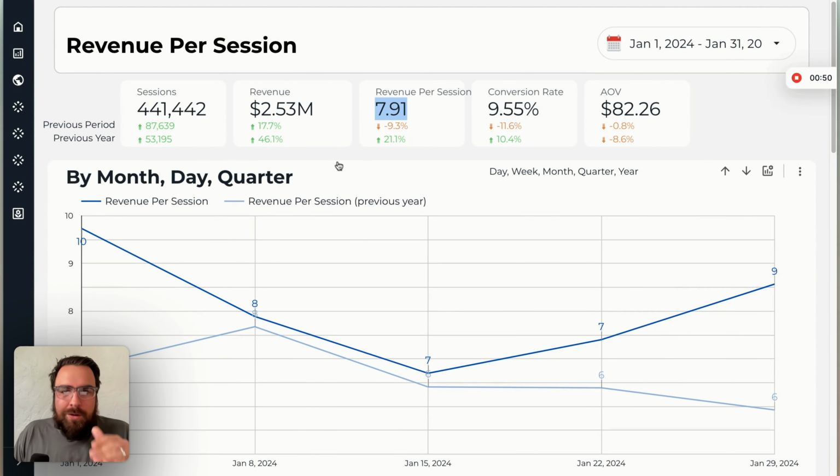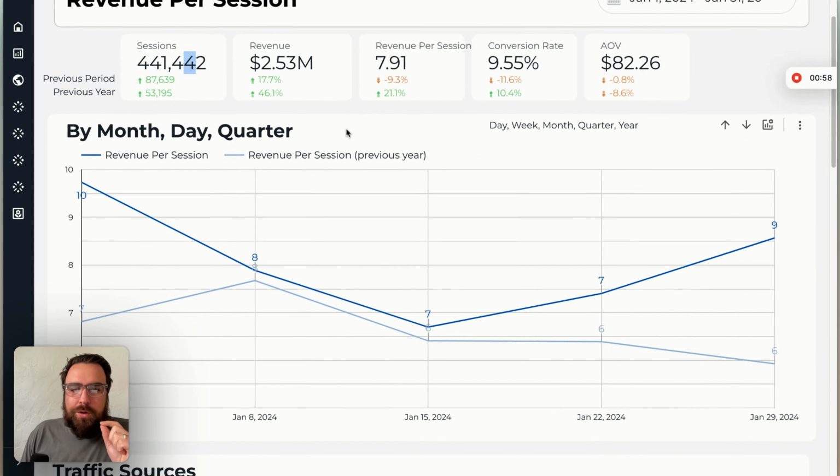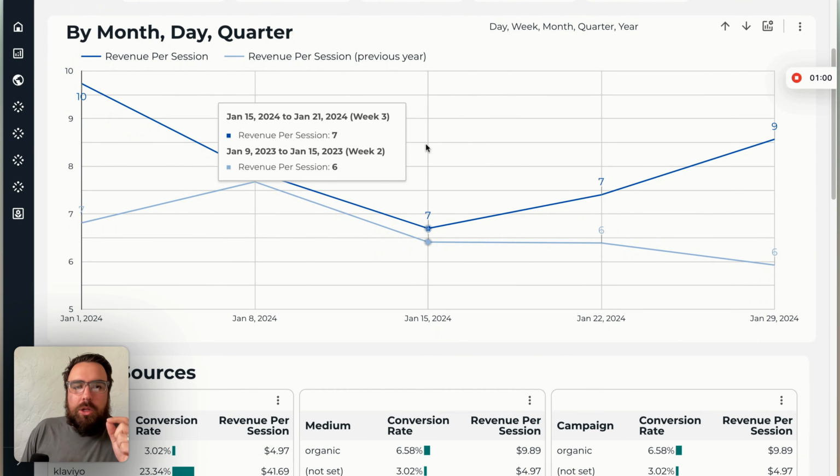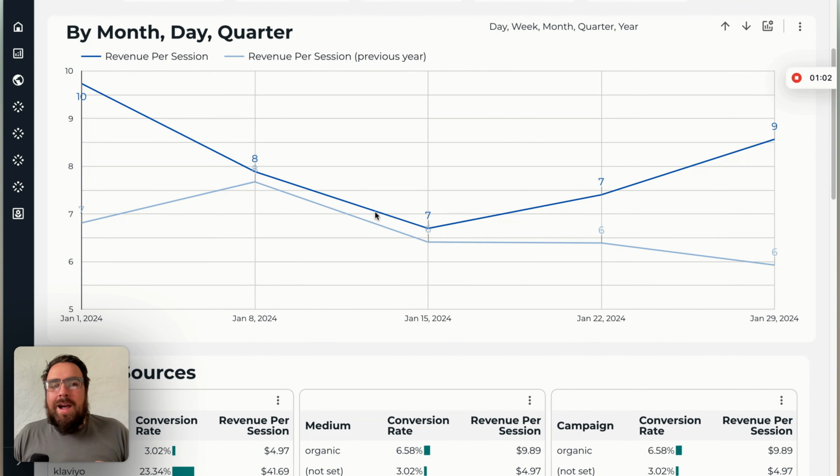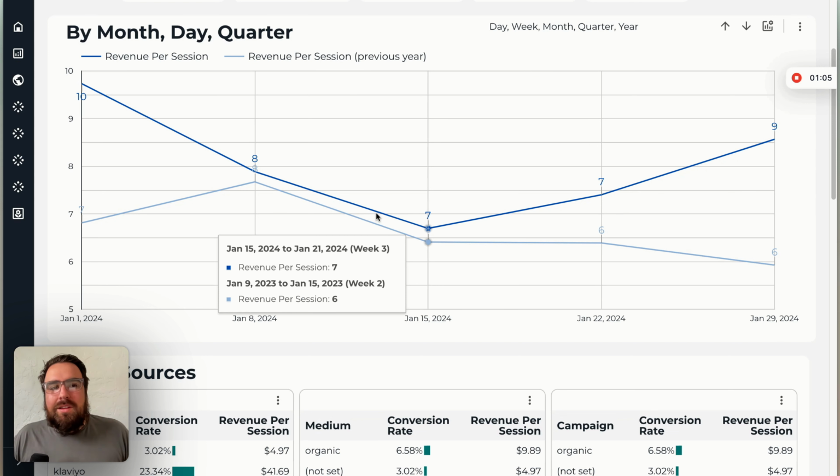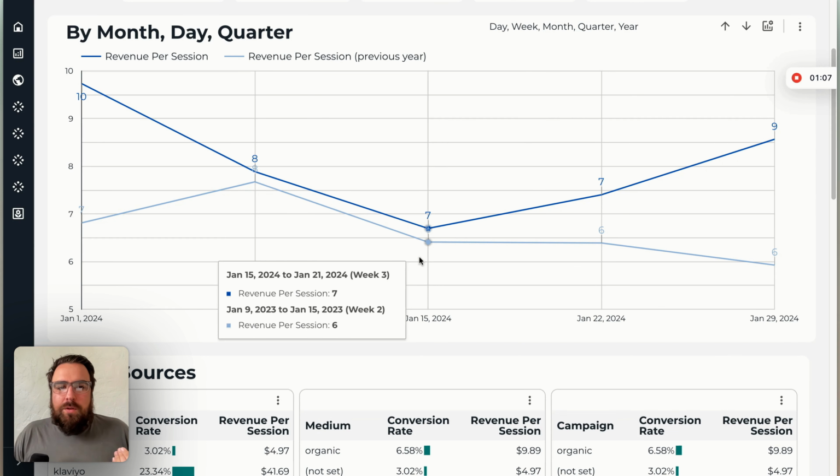So here is my screen. We are looking at something very simplistic, right? We have sessions, revenue, revenue per session. So what that is, right, divide these, et cetera, et cetera. You should have revenue per session there. What we are looking at then is we have this broken down by time. So we're comparing this to the previous year, right? So here we have this week versus the previous year in the same exact week.